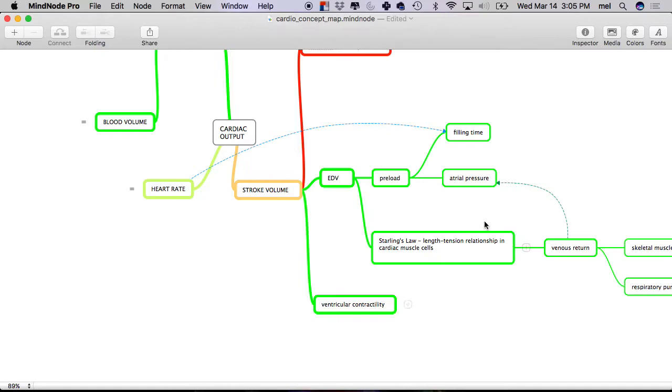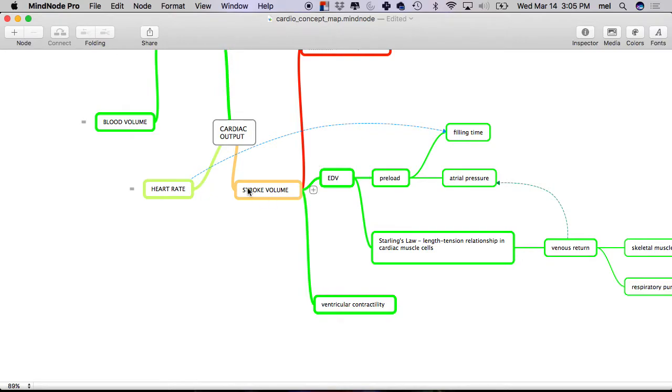Which one of these changes due to volume changes? Which one? Starling's Law. Starling's Law is volume change will cause greater contraction, and this one holds volume constant, but stimulates with the nervous system. Does that make sense? Okay. Do you see that this one doesn't have anything to do with EDV? It bypasses EDV completely and goes straight to stroke volume. This one goes through EDV and then to stroke volume.